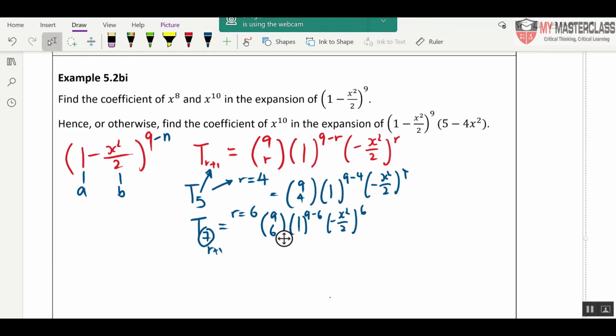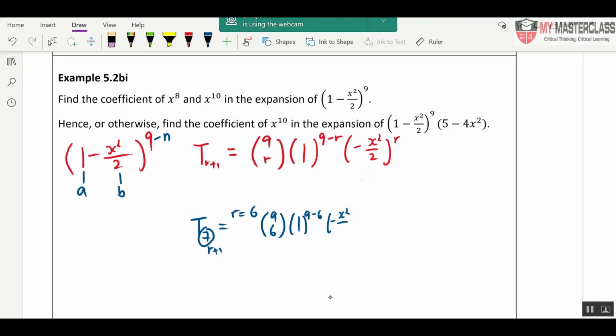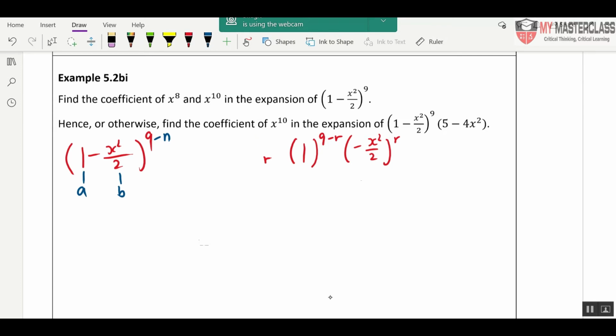Now going back to this question, if I want to find the coefficient of x to the power of 8 and x to the power of 10, this is usually what the question will ask you, to find the coefficient of something. Did they ask you to expand? No, they ask you to find the coefficient of x to the power of 8 and x to the power of 10. So this is where we use the T r plus 1 form. Let's erase this again and do it from the top.